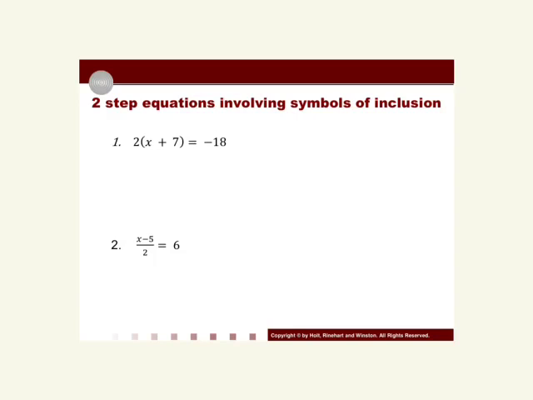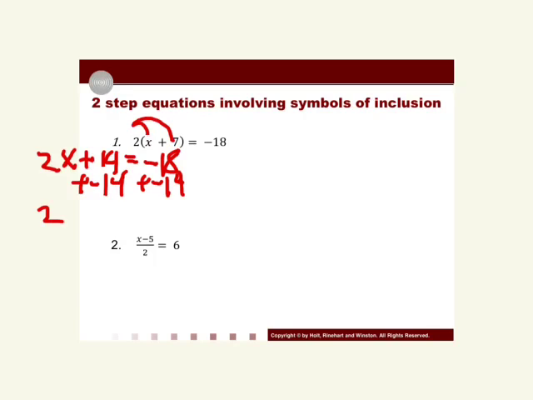Now we have two-step equations involving symbols of inclusion. There's two ways to solve this first one. One way is to distribute the 2, so you have 2x plus 14 equals a negative 18. You then add a negative 14 to each side. So you have 2x equals a negative 32. And divide by 2. So x equals a negative 16.